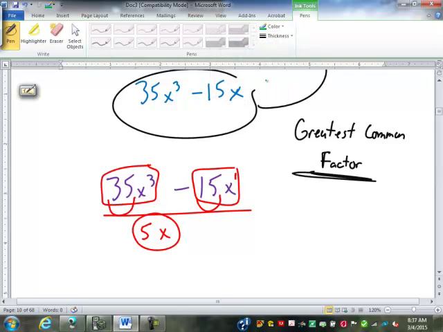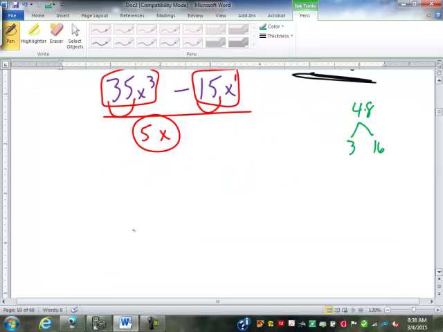Now, if you recall, with numbers, let's say we were factoring something like 48, and we decided that one of our factors was a 3. What did we do to find the other factor? Divided. 48 divided by 3 is 16. We're going to do the same thing here. We decided that one of our factors is 5x. To find the other factor, we're going to divide by 5x. So do you remember how to do that from Monday?